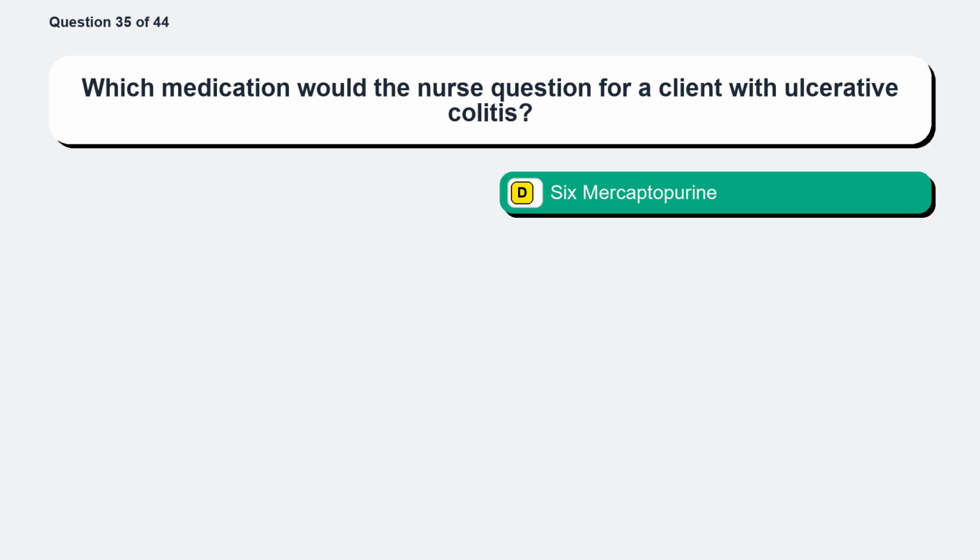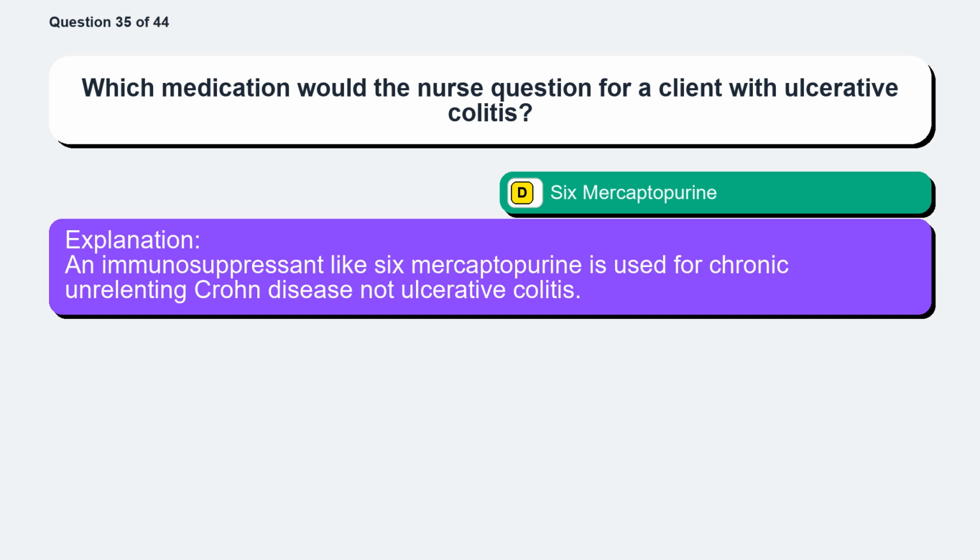The correct answer is option D. 6-mercaptopurine. An immunosuppressant like 6-mercaptopurine is used for chronic unrelenting Crohn's disease, not ulcerative colitis.